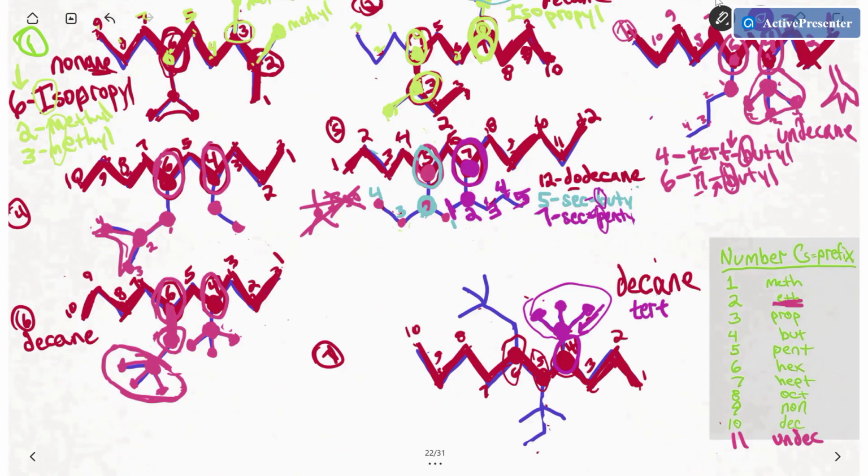And since it's 1, 2, 3 attached to 1 attachment carbon, so that's 4. So that's going to be tert-butyl. Oh, and this happened at 4 on the parent carbon chain. All right, what about the next one? Number 5, carbon 5 on the parent chain.